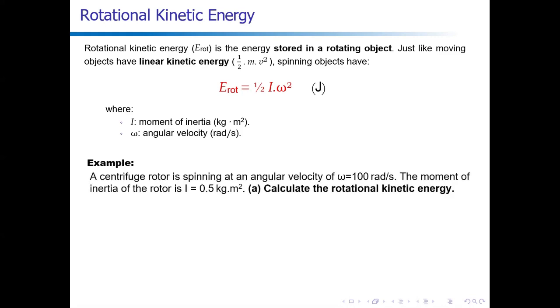Let's now quickly apply this to our centrifuge rotor, which we're told here spins at an angular velocity of 100 rads per second and has a moment of inertia of 0.5 kilograms meters squared. Plug in those numbers into the equation above, we get 1/2 multiplied by 0.5 multiplied by 100 squared, which comes to 2,500 joules. So the rotor stores 2,500 joules of rotational energy.